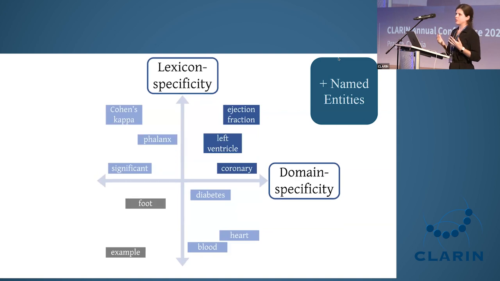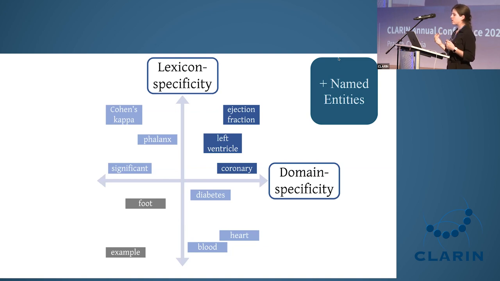To make this a little bit more clear here, I've given some examples in the domain of heart failure. So I just talked about ejection fraction. I really hope none of you, unless you have a medical background, know what this means, because it would mean that you might have had some issues here. So ejection fraction has something to do with the volume of blood a heart pumps in a single beat. I don't know this as a layperson. It is clearly something to do with heart failure. So it is a specific term. It is both lexicon specific and domain specific.